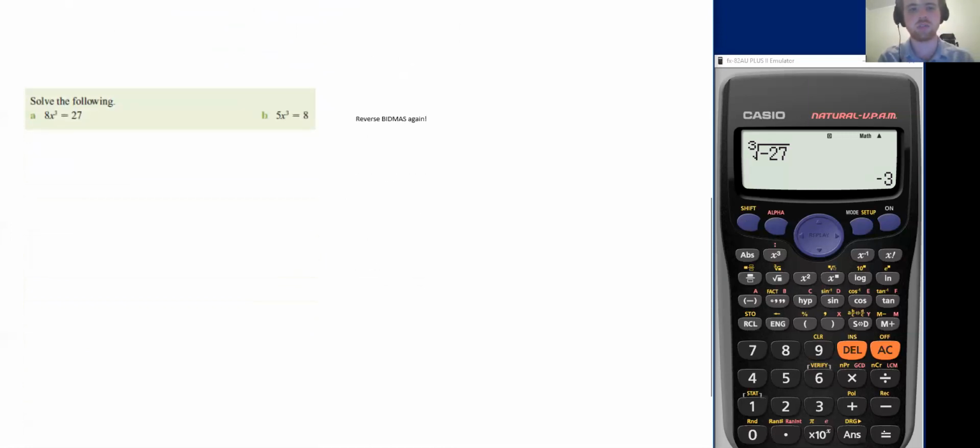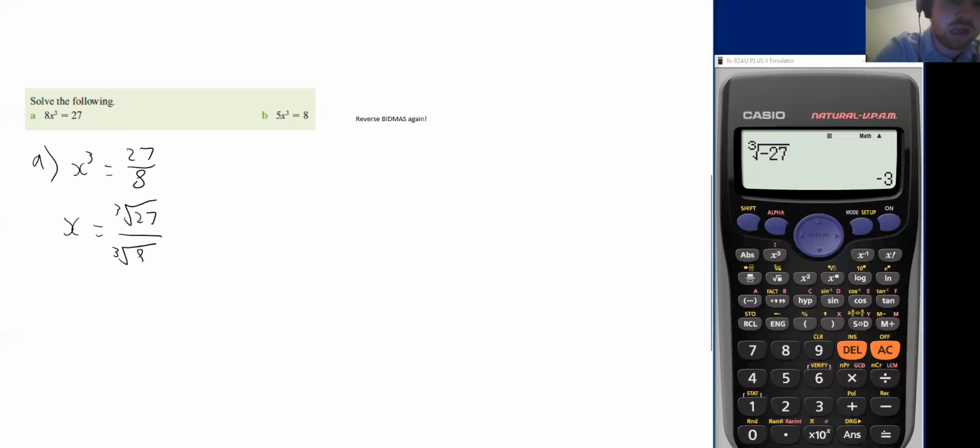Okay, let's look at just a few more questions here. So here we've got multiple steps to do. Remember, we're doing reverse BIDMAS again. So first thing we're going to do is get rid of that 8 for this first example here. So let's go x cubed equals 27 on 8. Now we're going to cube root both sides. So we get x equals cube root of 27 over the cube root of 8. Remember, you've got to cube root both the top and the bottom if you've got a fraction. So that means x equals the cube root of 27 is just 3, the cube root of 8 is just 2, and voila, we have our simplified answer there.